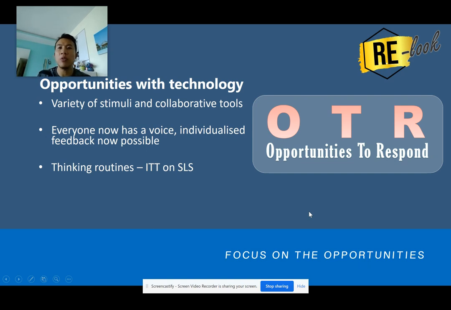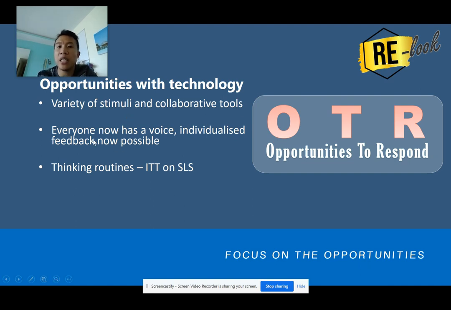With technology, we now have a whole buffet of tools we can use, whole buffet of stimulus we can use, from videos, self-made videos, animated GIFs, so many things that we can use to excite our students. So bear in mind, not all stimulus is the same. Okay, so only you understand your students best. So pick the one that is appropriate for them.